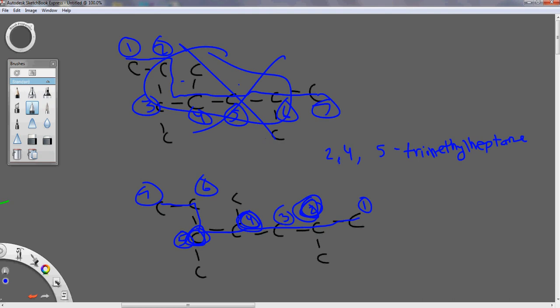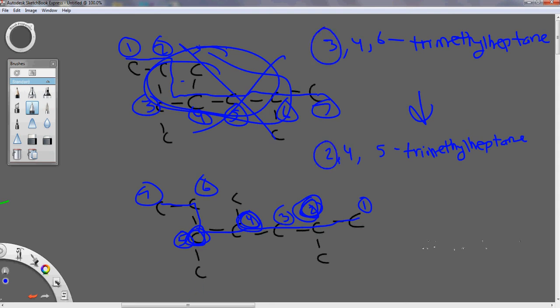The reason, in case you didn't catch it up here, why it's wrong is because if we had named it, it would have been 3,4,6-trimethylheptane. Even though these are names for the same compound, this one wins by convention because when comparing the first branch, you want to give it the name which will have the smaller beginning number. In this case it's 2. So that's why this one's correct, this is not. That's the correct numbering.